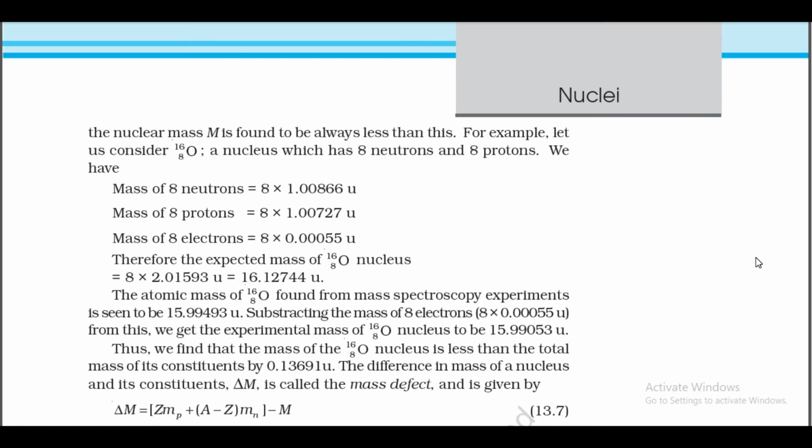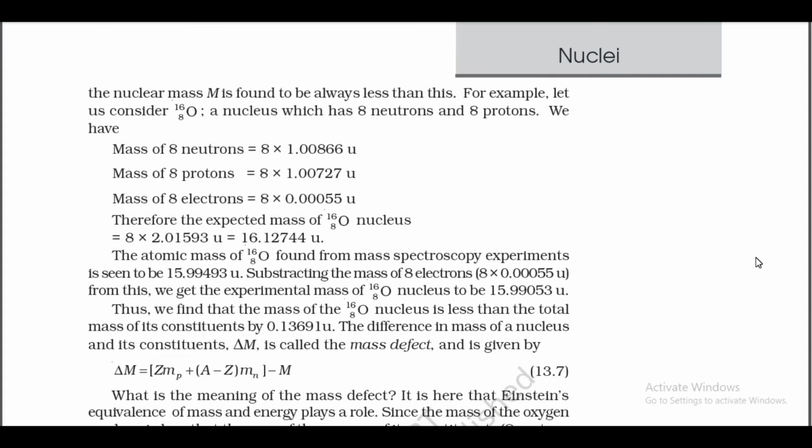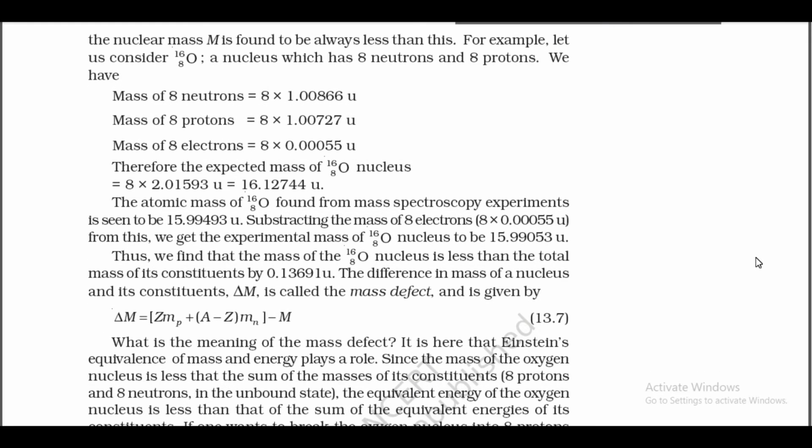15.99493 u. Subtracting the mass of electrons, 8 × 0.00055 u, from this, we get the experimental mass of the 8O16 nucleus to be 15.99053 u. Thus, we find the mass of the 8O16 nucleus is less than the total mass of its constituents by 0.13691 u. The difference in mass of a nucleus and its constituents, Δm, is called the mass defect and is given by Δm = [ZmP + (A - Z)mn] - M.